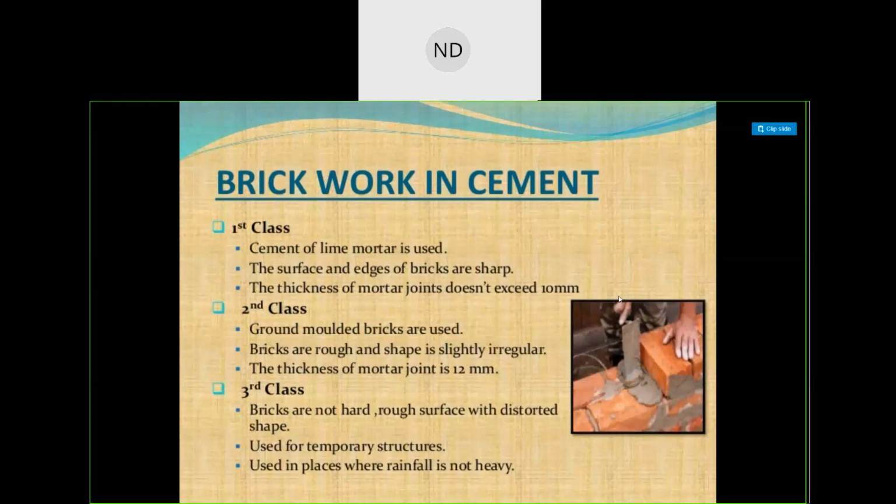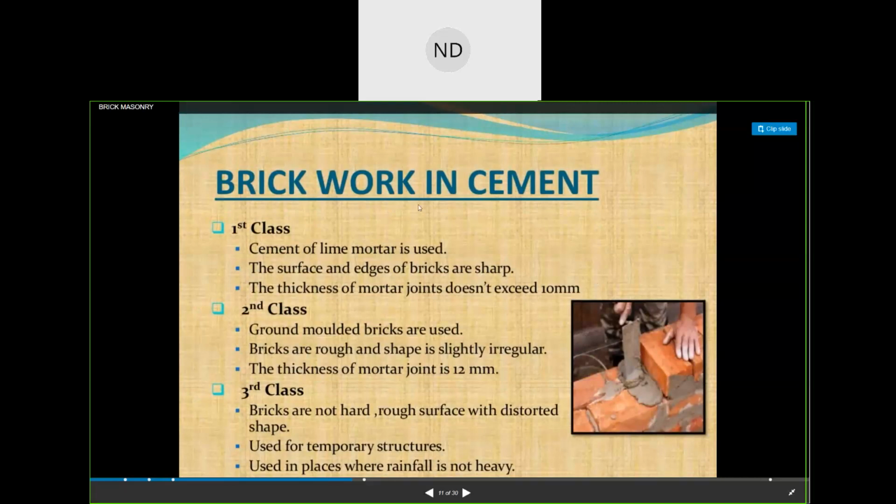Here you should know about brick work in cement, first class brick. Basically we are talking about brick masonry, but here I'm just showing you simply the brick work in cement. There are different types of brick: first class brick, second class brick, third class bricks. So first class brick is what? Cement or lime mortar is used here. With the first class brick, the surface and edges of bricks are sharp. The thickness of mortar joints does not exceed 10 mm.